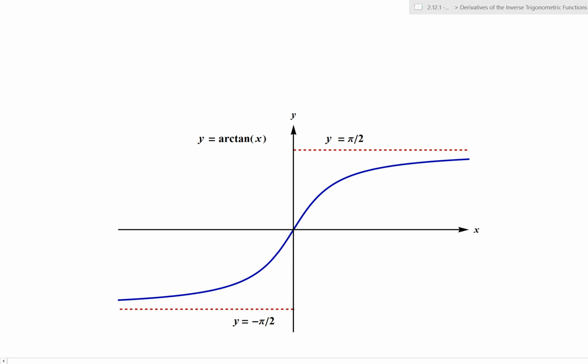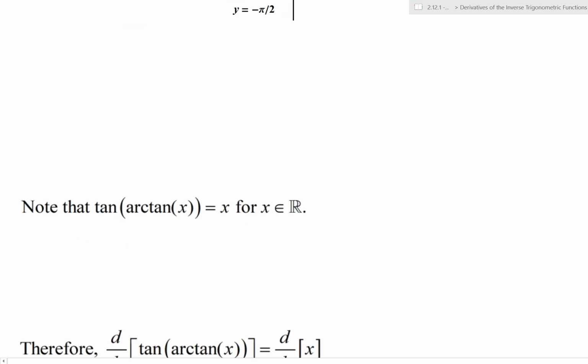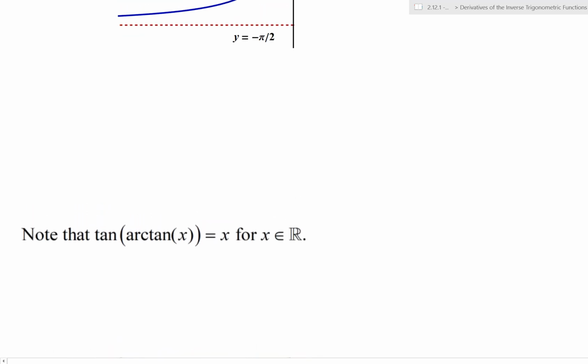As we can recall, this function is nice and smooth, and it is defined for all real numbers x, so we should expect our derivative to also be defined for all real numbers x. Now, how are we going to go about doing this? Notice that as one of the properties of inverse functions, the composition of inverse functions, quote unquote, undoes them, in that, in this case, the tangent of the arctangent function is equal to x, and that's true for all real numbers x.